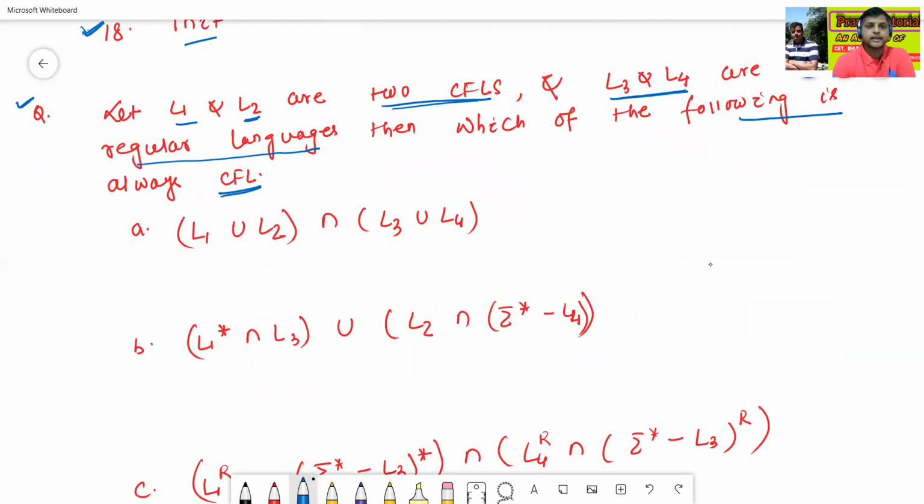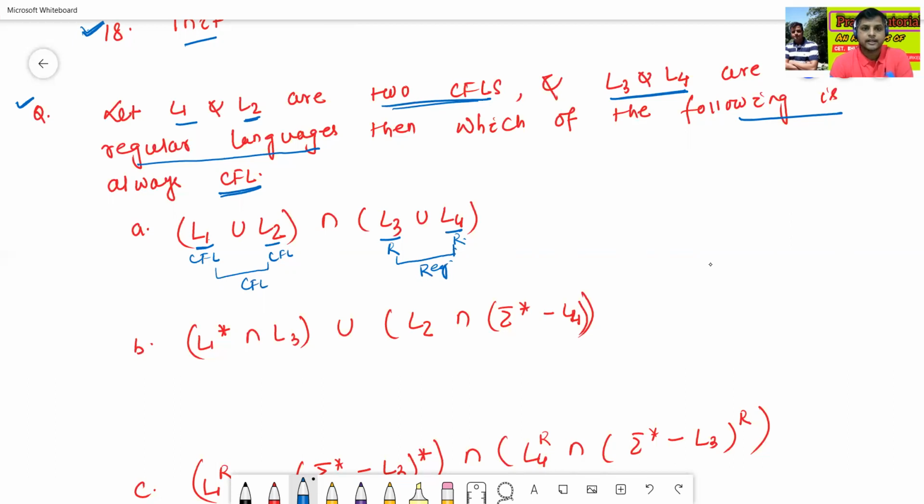Here L1 and L2 are two context-free languages. So L1 is CFL and L2 is CFL. Since both are CFL, their union is also CFL. So finally L1 union L2 is CFL. Now we'll see: here L2 is regular, L3 is regular, and L4 is regular, and their union is also regular.